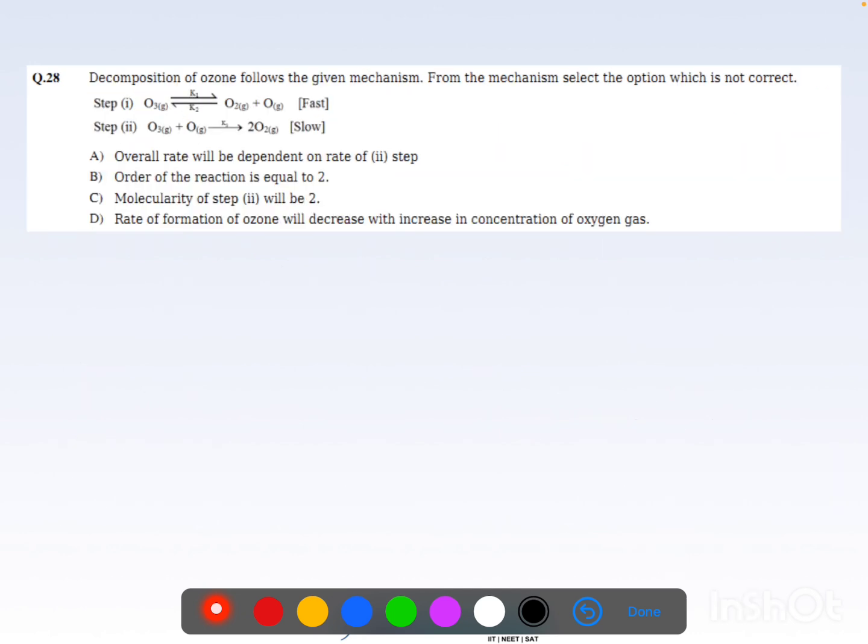Decomposition of ozone follows the given mechanism. See, ozone is decomposing in two steps. In one step it is forming O2 plus O. In the second step, this oxygen is combining with O3 to form 2O2. So here this is the fast step and this is the slow step.